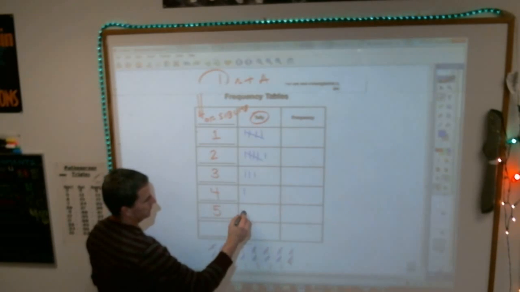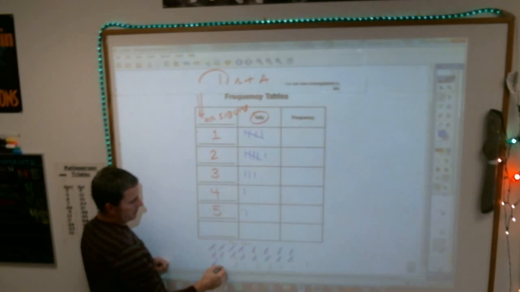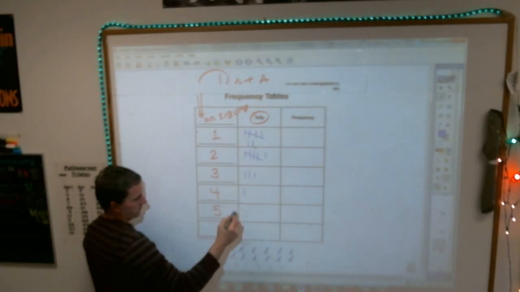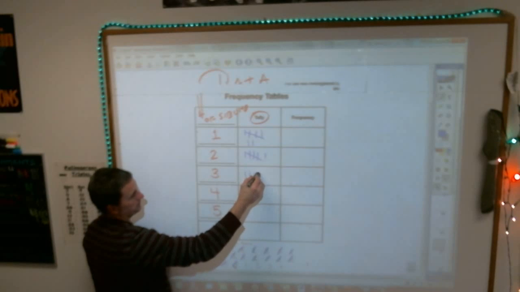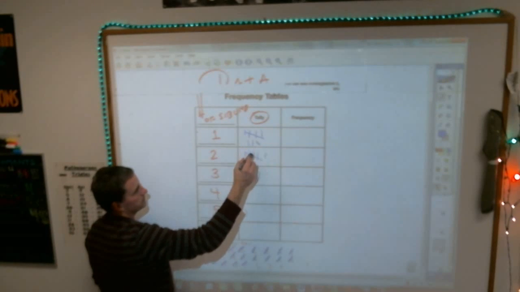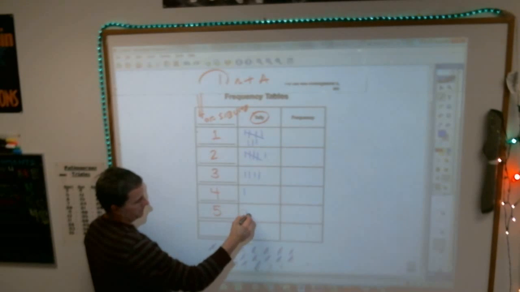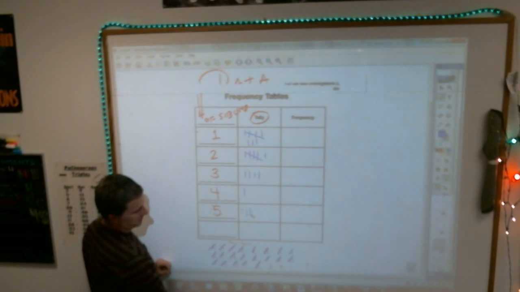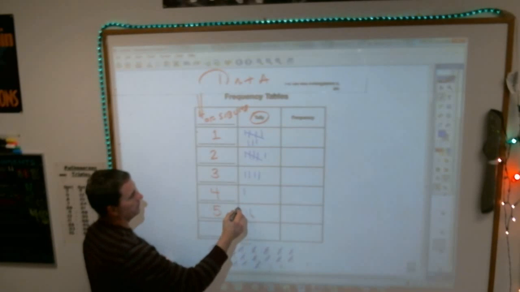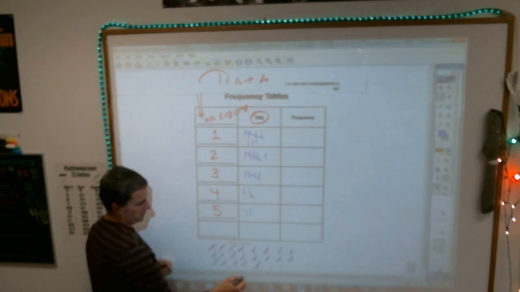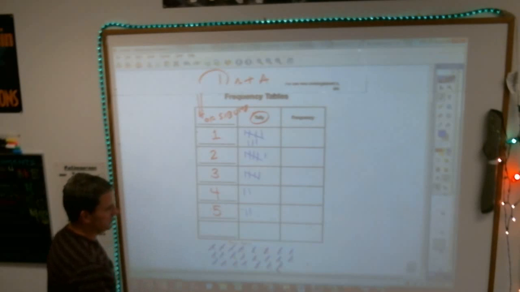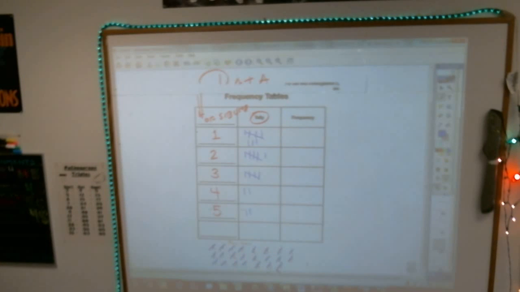And a 5. Oh, finally we get to the 5. A couple more 1s. A 3. A 1. A 5. I thought we had more of them. Was there more than just 1? A 3 and a 4. Did I miss any? Wait, we got them all there.